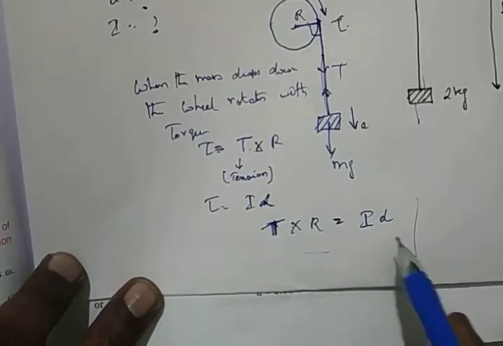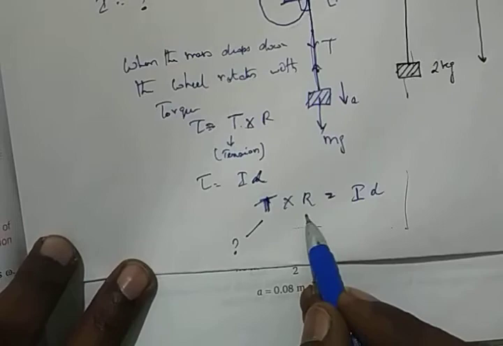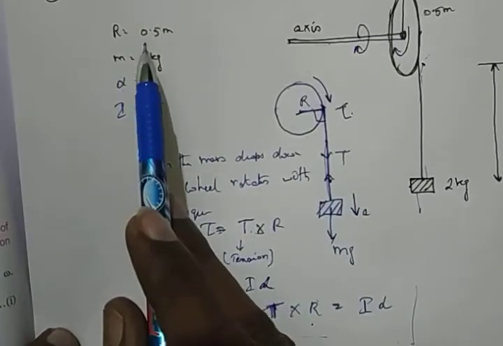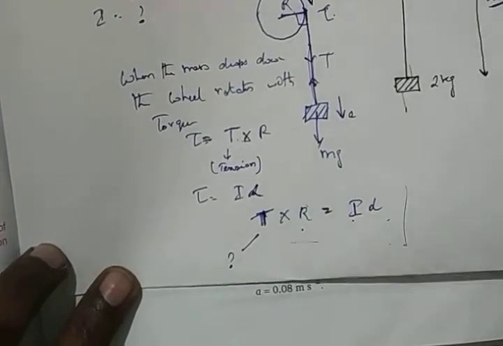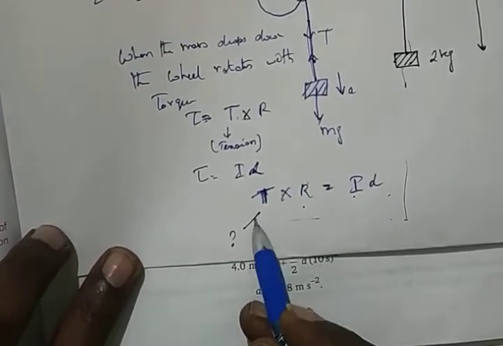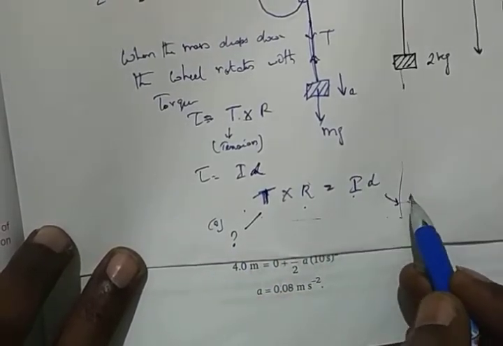So that finally we can get into the final things. You need to find out what is tension? Radius we already know, it is already given here as 0.5, right? Radius we know, and moment of inertia we need to find out, alpha also we need to find out. So this is the A part, tension also you need to find out, and this is the B part.